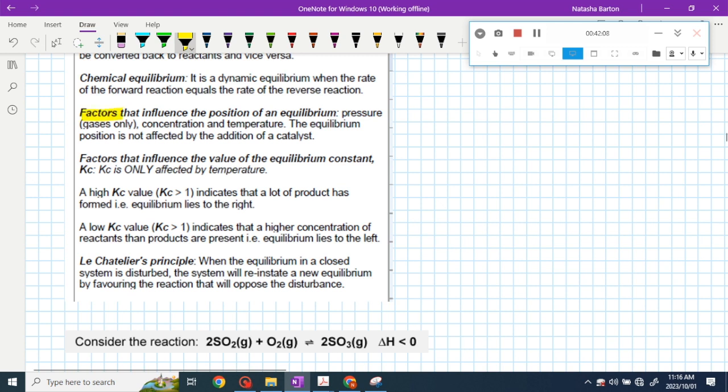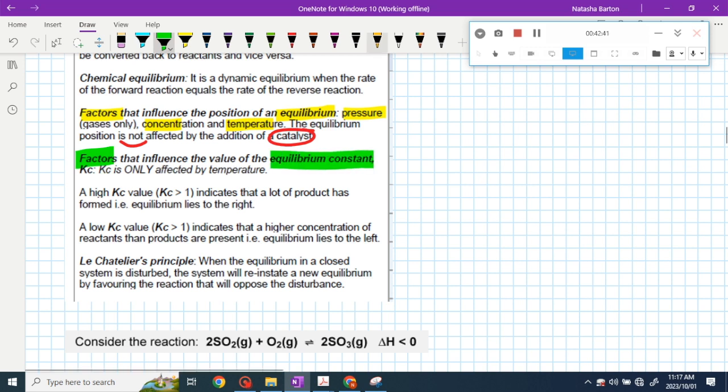Firstly, guys, there are many factors that will influence the position of chemical equilibrium. Pressure, concentration, temperature, they are going to affect the equilibrium position. A catalyst does not affect the equilibrium position. A catalyst will change or speed up the rate of a chemical reaction, the rate, but it will not change the equilibrium position.